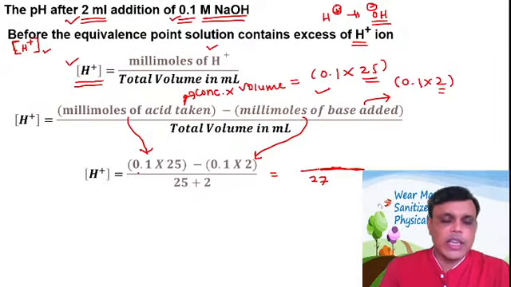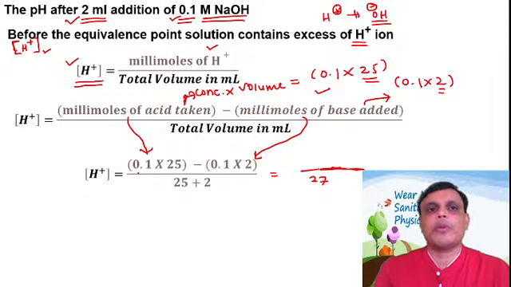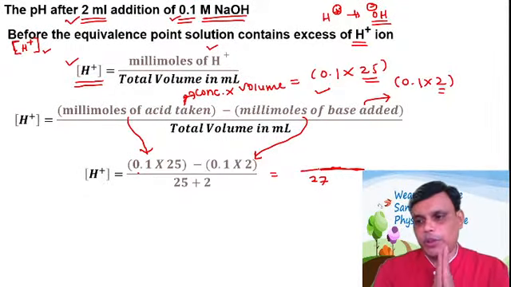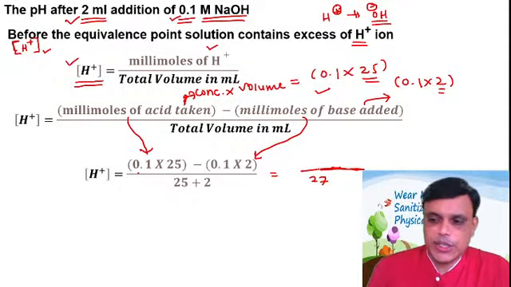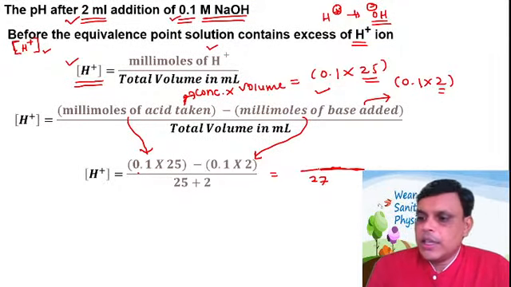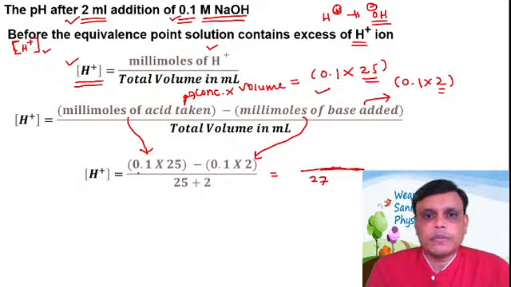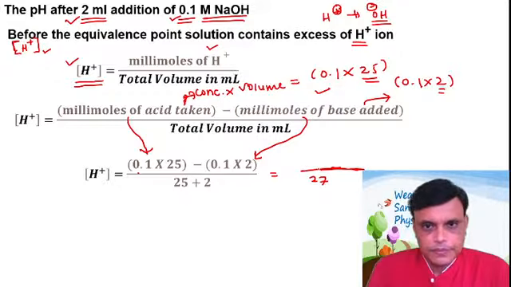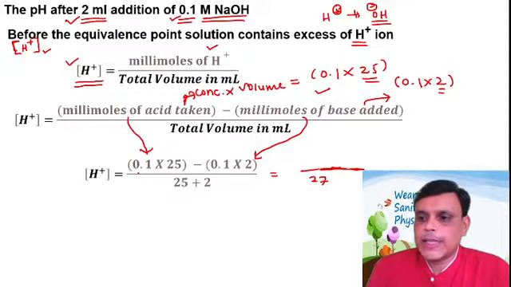Solve and tell me the pH after the addition of 2 ml of 0.1 molar NaOH. Solve the equation and tell me the pH. Okay, quickly take your copy, notebook, pen, and scientific calculator. Put the values correctly and tell me the answer. That is the pH. Say it quickly.